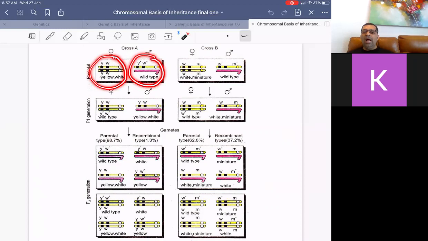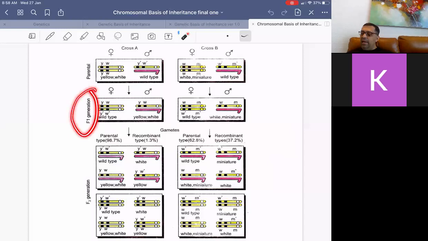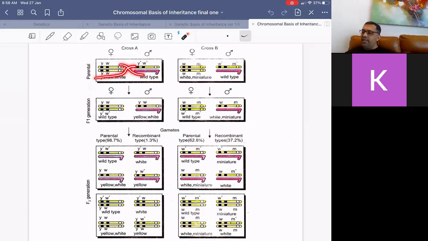And, jab unka F1 generation aya, then independent assortment took place. This chromosome and this chromosome assorted independently. And this chromosome and this chromosome assorted independently. So, ye wala iske saath aa gaya, ye wala iske saath aa gaya. So you got small y, small w, and y plus w plus. So you have small y, small w and you have y plus w plus, of which y plus will become dominant over small y and w plus will become dominant over small w. So that will become wild type.